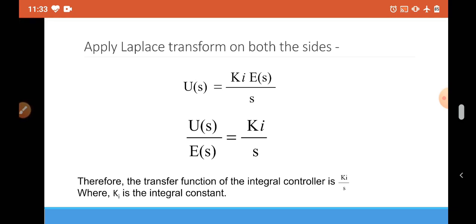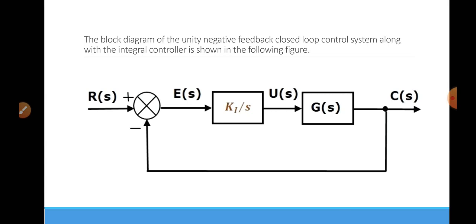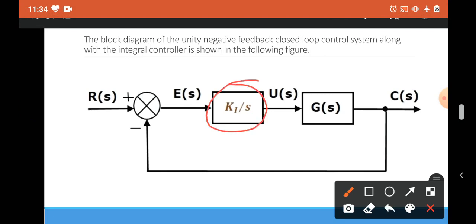Now let us see it in the form of diagram. This is again the same, only we have replaced this k of the proportional controller by ki by s. Now this is your integral controller. This error signal will be converted in the form of integral, and we will get the output as per the gain and the error signal. So this is a block diagram of your integral controller.